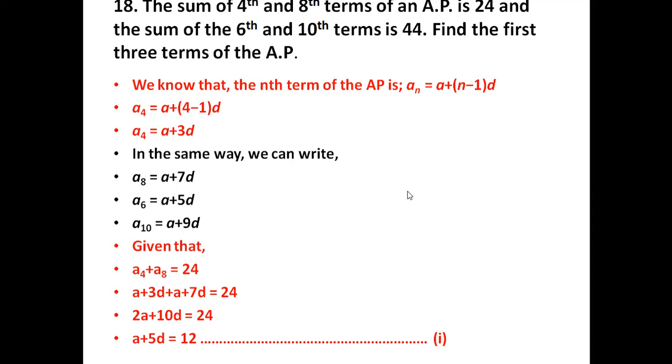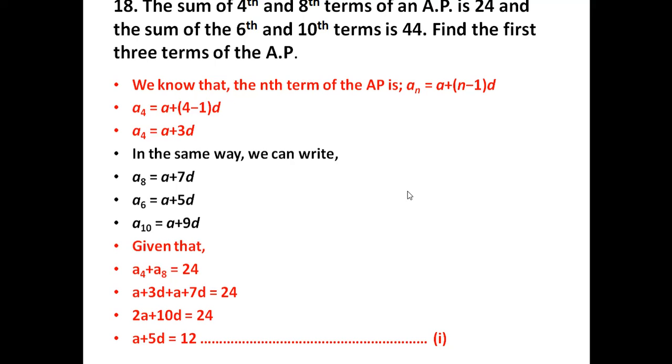So what is a4? Substitute that value. What is a8? Substitute that value. You will get another expression: 2a plus 10d equal to 24. All are multiples of 2, so divide the whole equation by 2, and you will get a plus 5d equal to 12. This is the first equation.